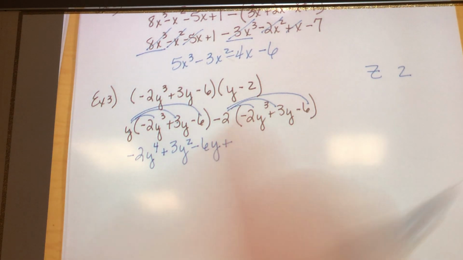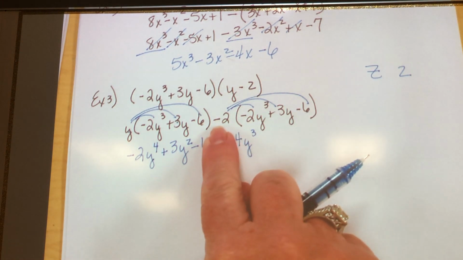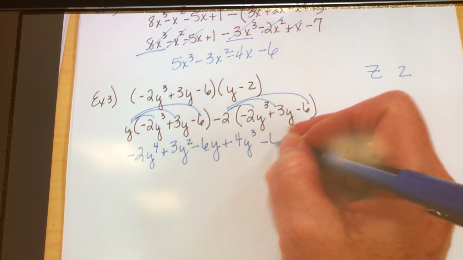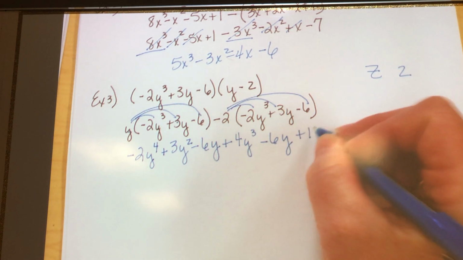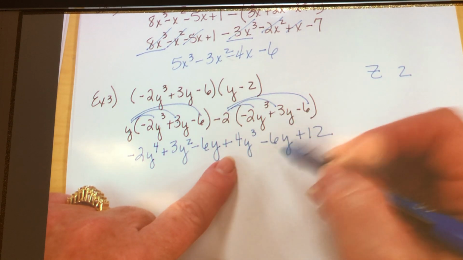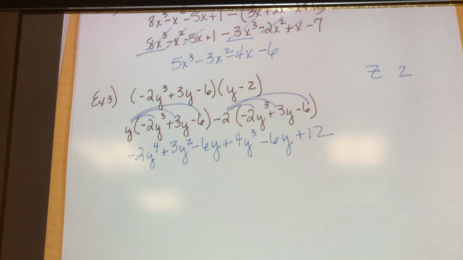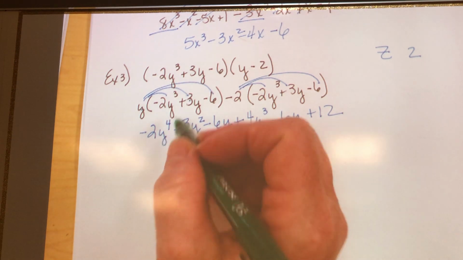Okay, all right, so this is a positive 4y to the third. What's negative 2 times 3y? Negative 6y. What's negative 2 times negative 6? Now watch what I'm gonna do right here, because the most common mistake is gonna be not to change your signs. Change the sign, change the sign, change the sign. All right? So I'll write my answer, start with my highest exponent, this guy right here.